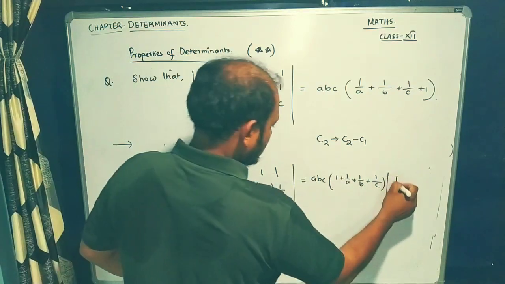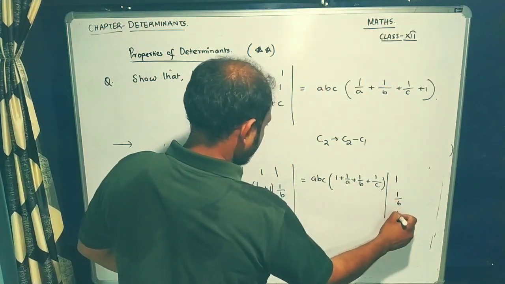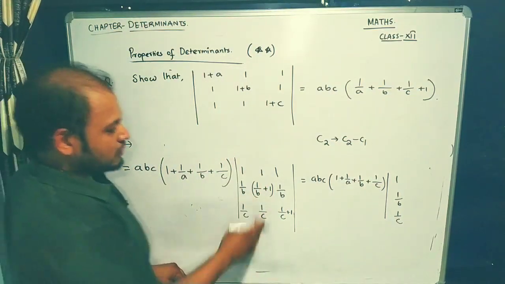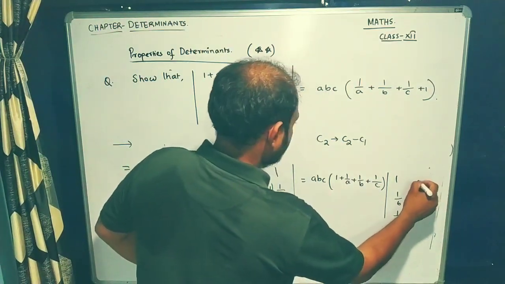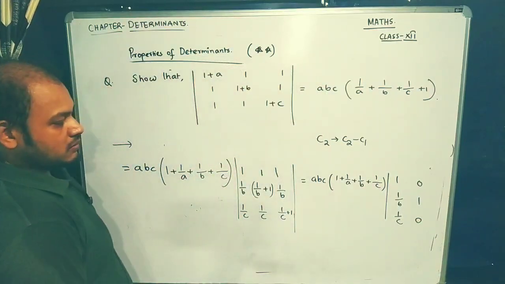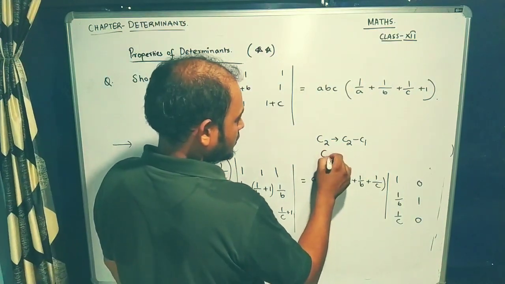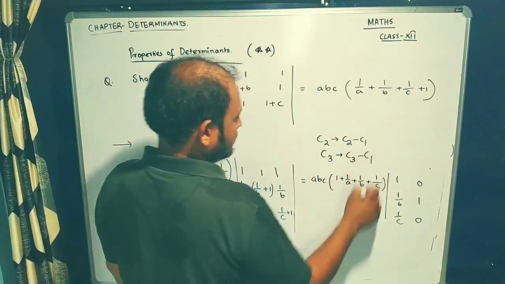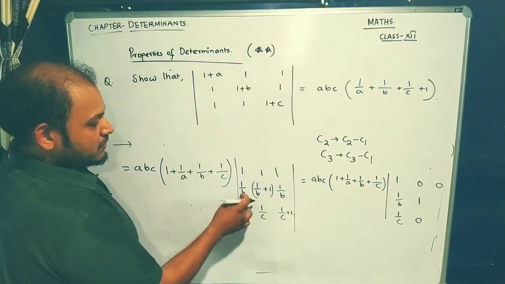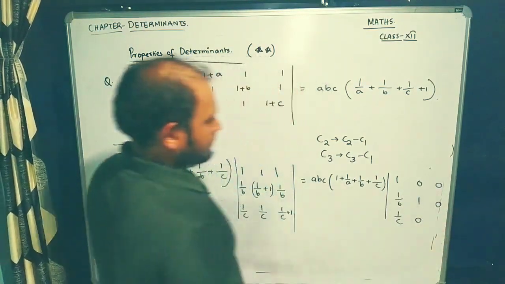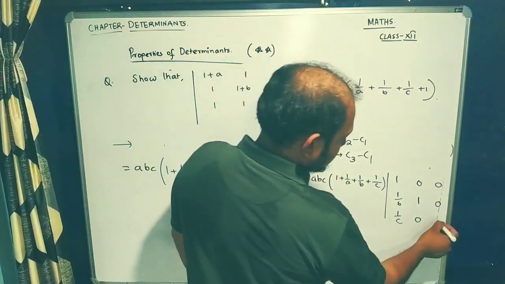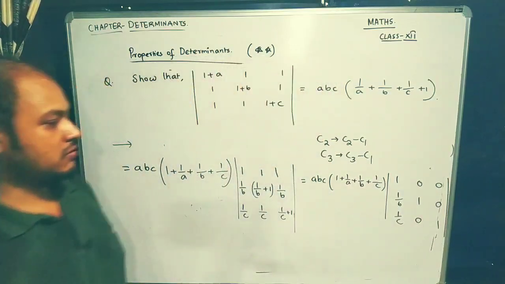So 1 minus 1 is 0. So first column is 1 by b, 1 by c. Second column is C2 minus C1. So this minus this is equal to 1. So place 1 here. Here you have 0. Then this minus this equal to 0. Okay. Then in the third column you do this operation, third column minus first column. You see 1 minus 1 is 0. Then 1 by b minus 1 by b is 0. Okay, and then 1 by c plus 1 minus 1 by c is 1. So your matrix changes to this.